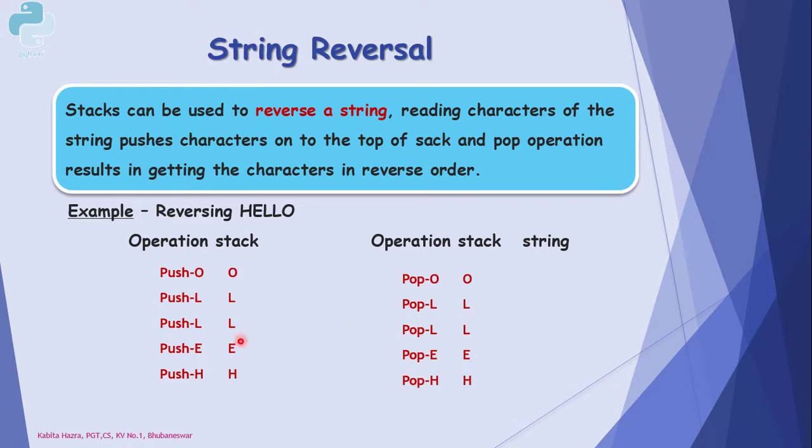So this way each character is pushed onto the stack one after another. Now we will see how we pop. When we pop an element, the character from the top will be removed. So first O will be removed, and then L, then E and H. So we get the reverse of the string. So you have seen how we got the reverse of the string by popping the elements.